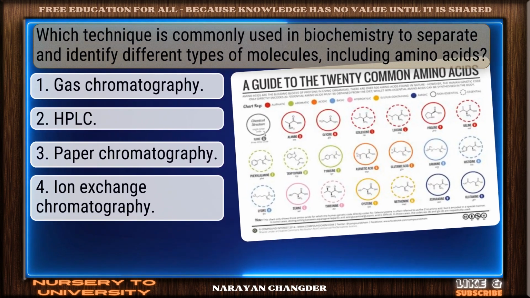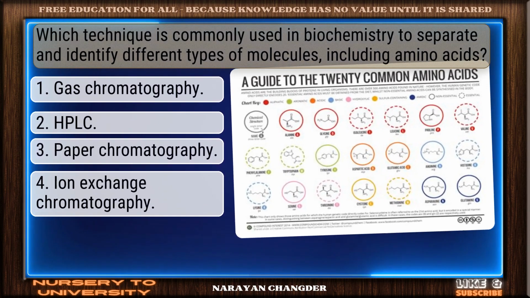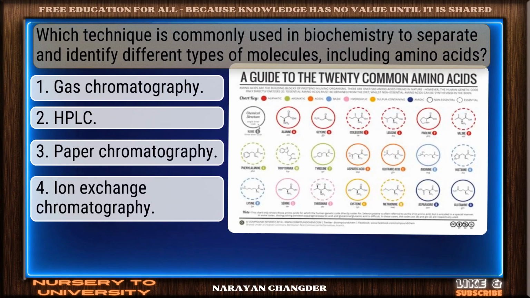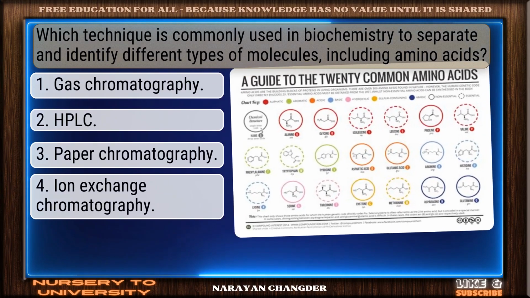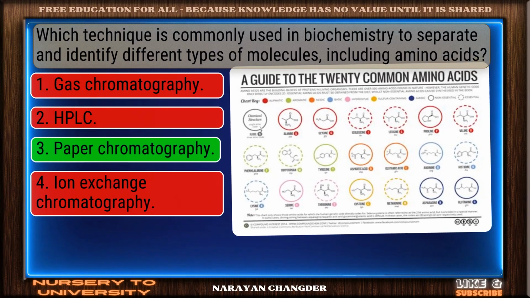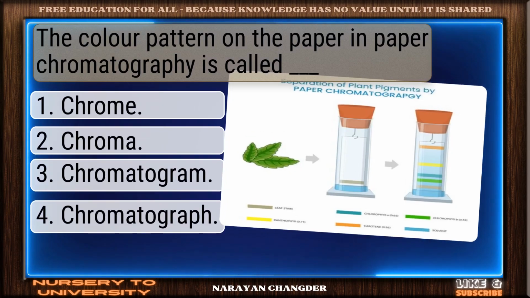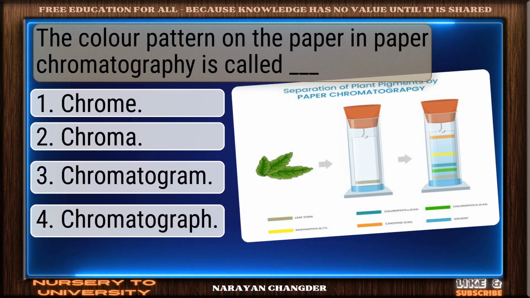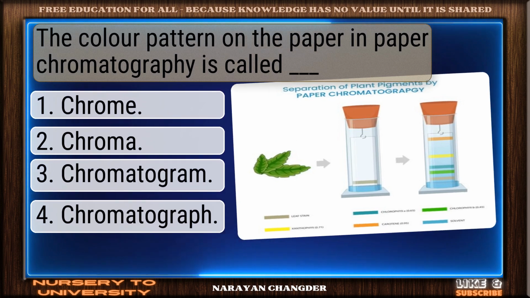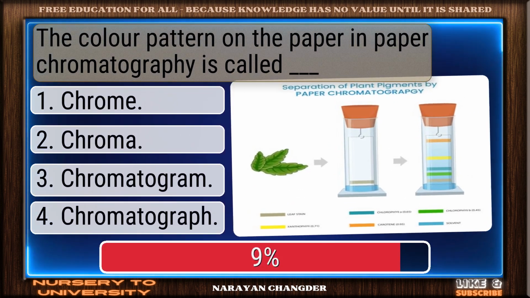acids? Option 1, gas chromatography. Option 2, HPLC. Option 3, paper chromatography. Option 4, ion exchange chromatography. Perfect choice, paper chromatography. The color pattern on the paper in paper chromatography is called dash. Option 1, chrome. Option 2, chroma. Option 3, chromatogram. Option 4, chromatograph.